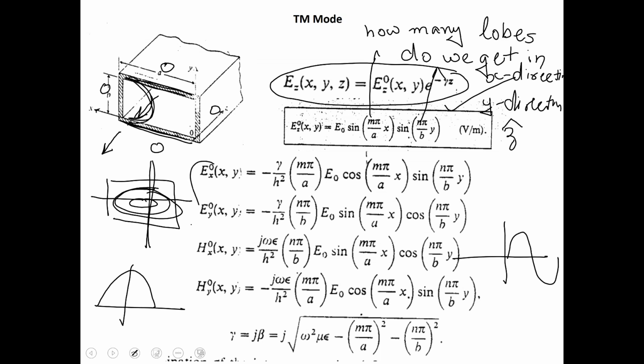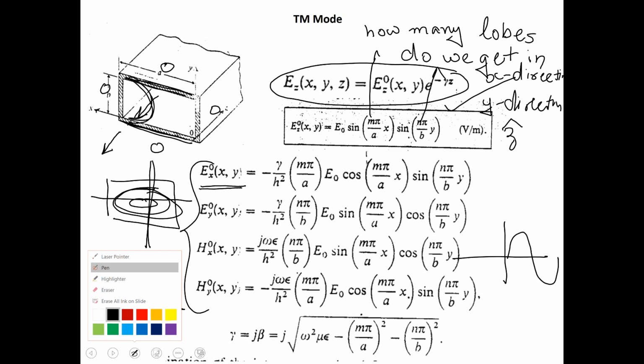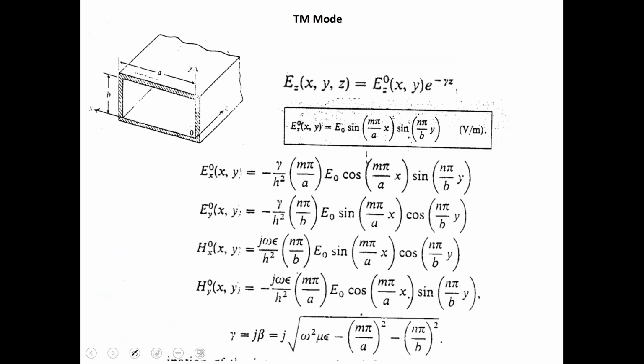Based on the relationships we had derived before, the various other components of the field, the transverse components of the field, turn out to be of a different form. Let's quickly understand a couple of physical things. If I take a look at Ex, the form has a sine term in the y direction, but it has a cos term in the x direction.